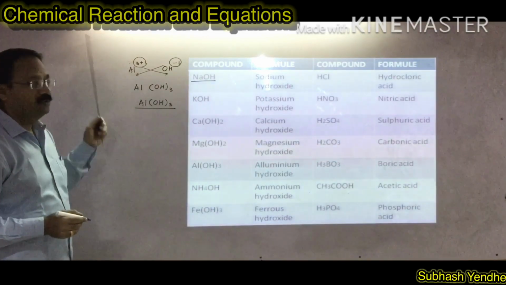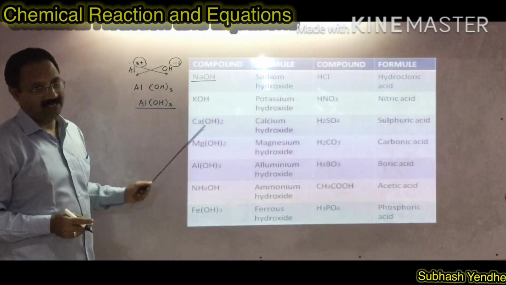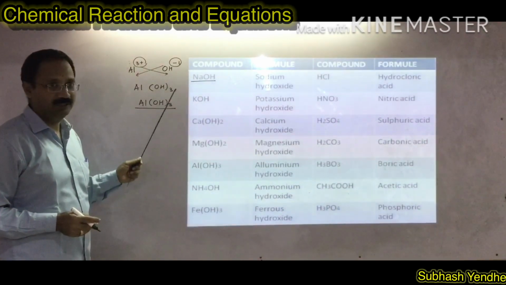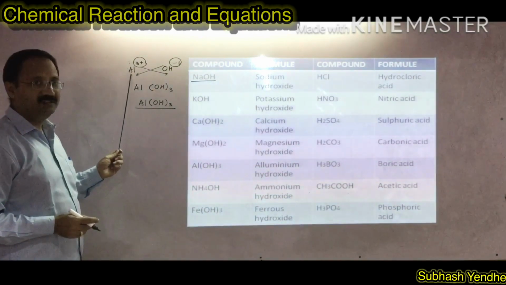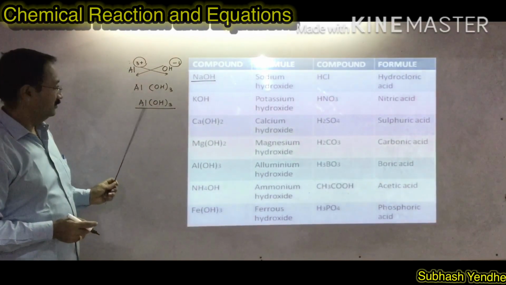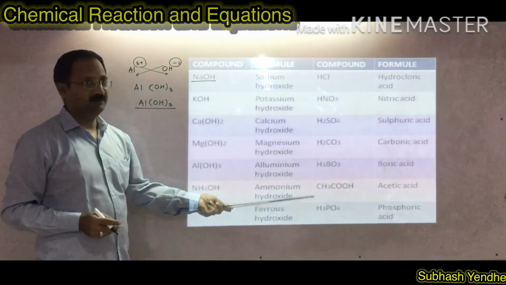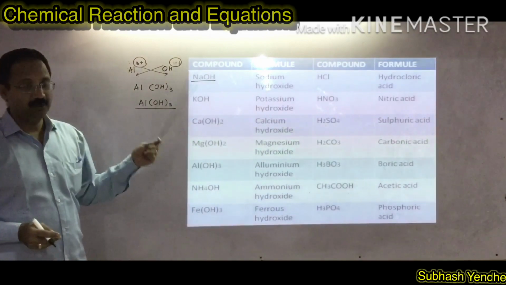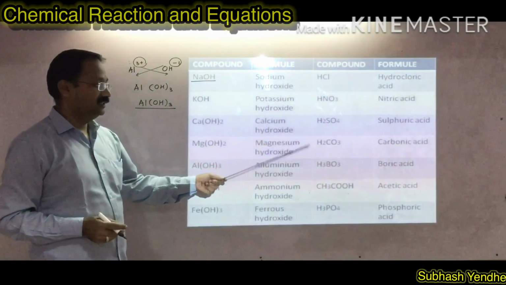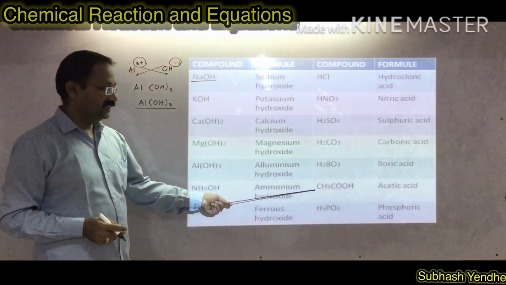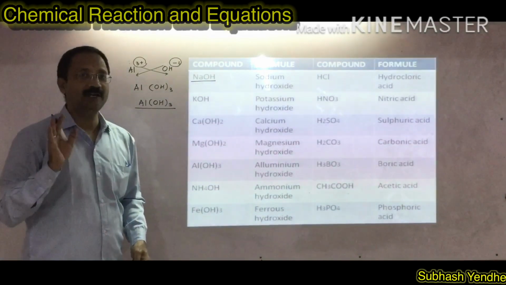So like this, we can make many compounds from the valency. This is a very important part. You have to remember this. By transferring the valency, we will get the compound. For this, you have to remember the formulas because these are the acids: hydrochloric acid, nitric acid, sulfuric acid, carbonic acid, boric acid, acetic acid and phosphoric acid are very important for us.